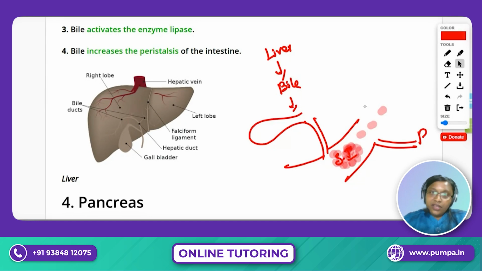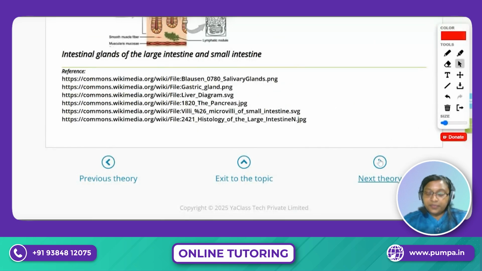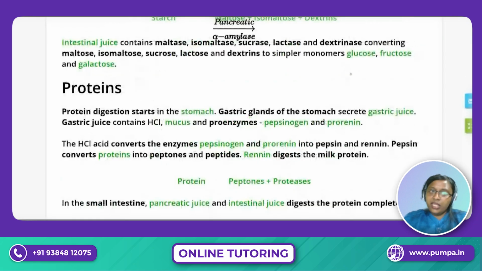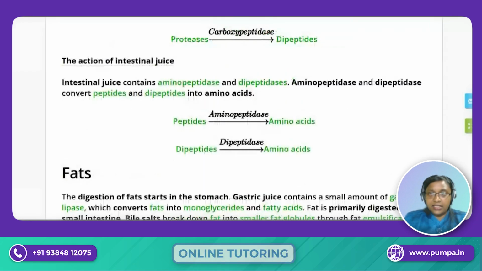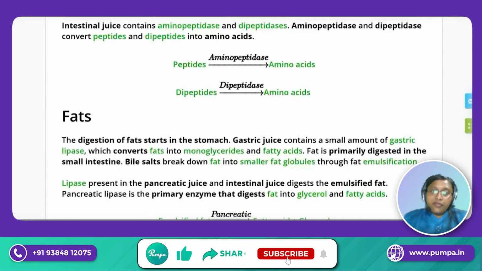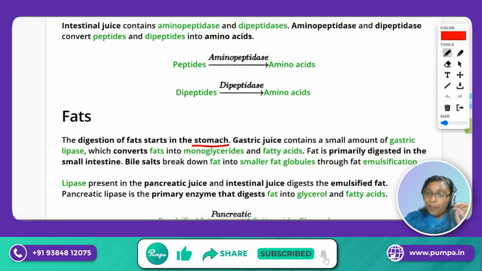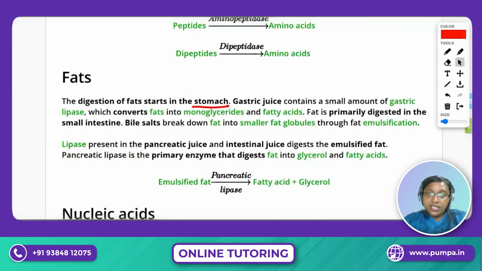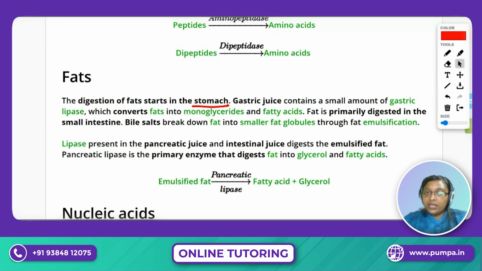Looking at the digestion, the fat digestion starts in the stomach. Okay children, it starts here, in the stomach, but primarily it is getting digested in the small intestine. So fat is primarily digested in the small intestine. Clear children? So we will learn, look at this.